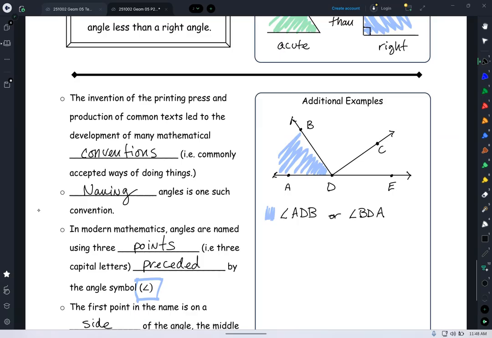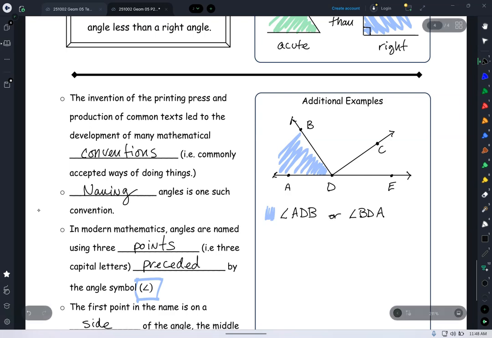Yep, exactly. Because all I have to do is start on one side, go through the vertex, and just go out to the other side. So either way, if you say to me, hey, Mr. Vargas, I'm talking about angle ADB or angle BDA, I'm going to know what you're talking about because that is the space contained by ray DB and ray DA. See how that works?